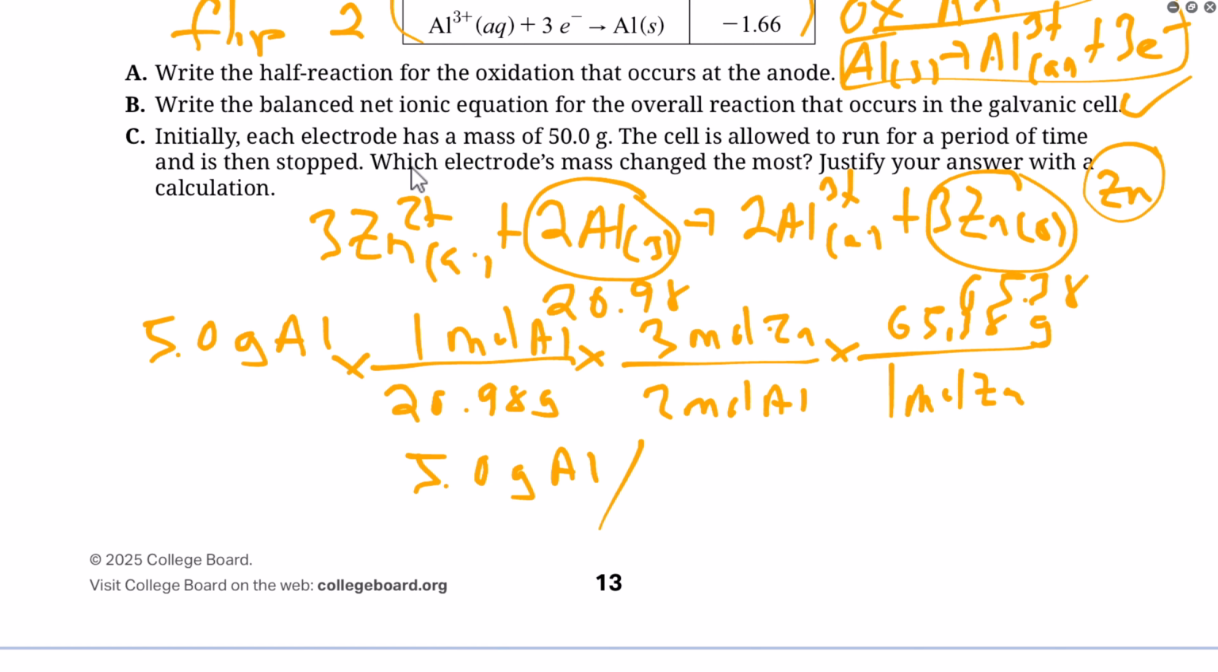So if I calculate this, so 5 divided by 26.98 times 3 divided by 2 times 65.38, 18 grams of zinc. So I think that proves it with the calculation. If you have another way of doing it, let me know. I'm curious. But for every 5 grams of aluminum that react, 18 grams of zinc is produced. So I think that tells me that zinc changes more.